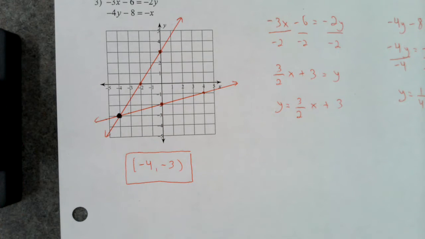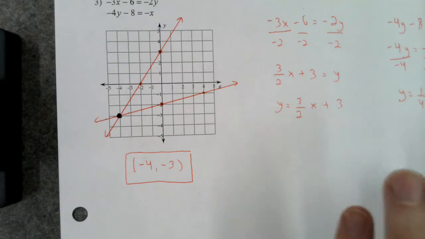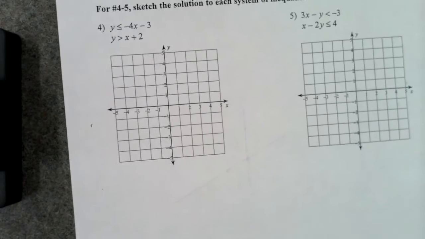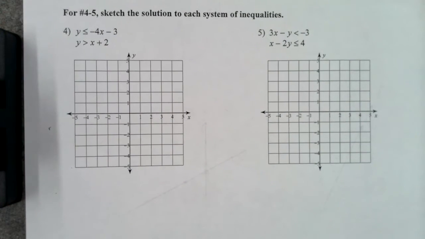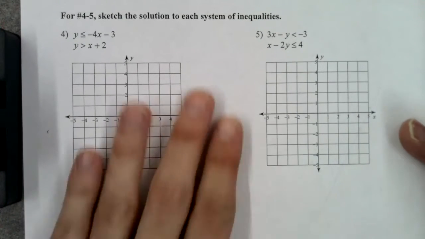Okay, so now let's move on to the back. The back is inequalities, a little trickier. You have to be careful for shading and for the lines if they're solid or dotted. You have to be careful for that.